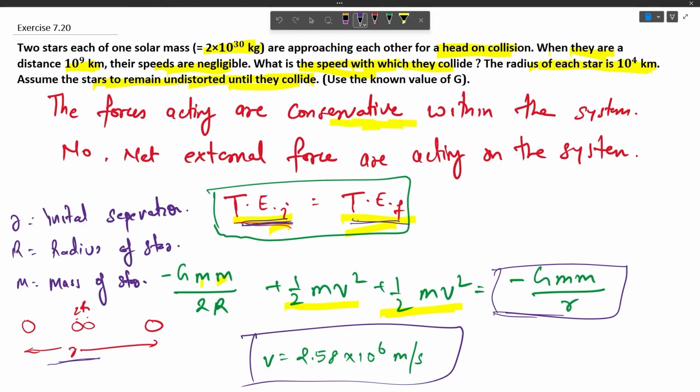Now the final mechanical energy is going to be composed of the kinetic energy of both the stars, that is half mv squared plus half mv squared, as we have assumed both to be of the same velocity, plus potential energy. The potential energy would be equal to minus G times the product of both of their masses, and their separation of centers is 2R, so it is minus Gmm by 2R. Now upon solving this for v, we will get velocity to be equal to 2.58 into 10 to the power 6 meter per second. So when they are about to collide, their velocity is 2.58 into 10 to the power 6 meter per second.